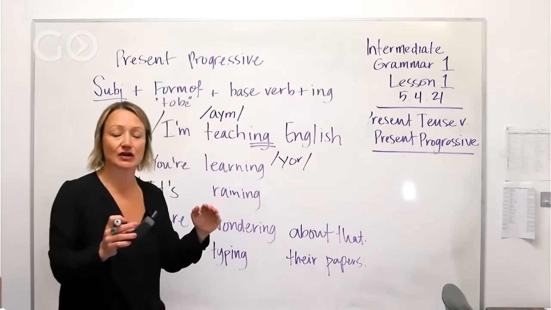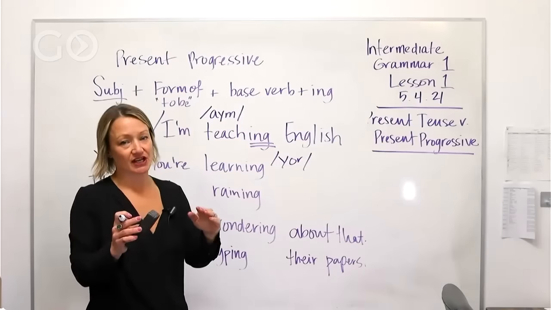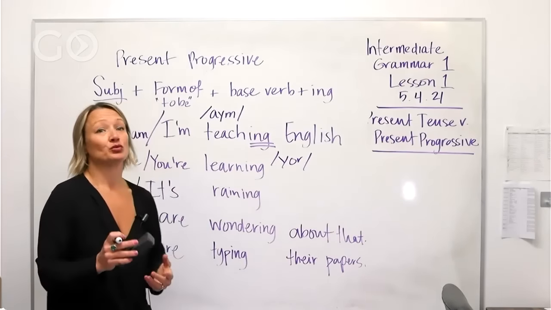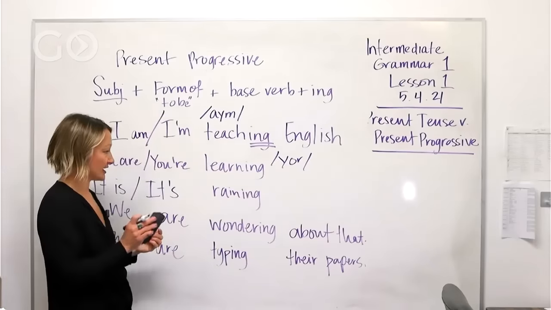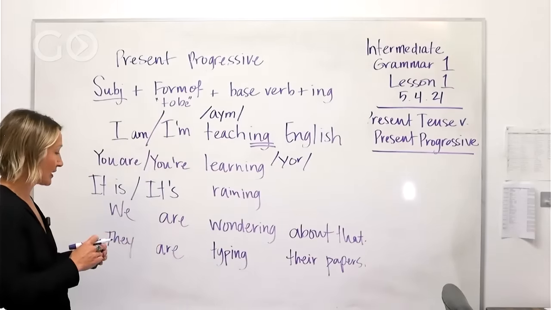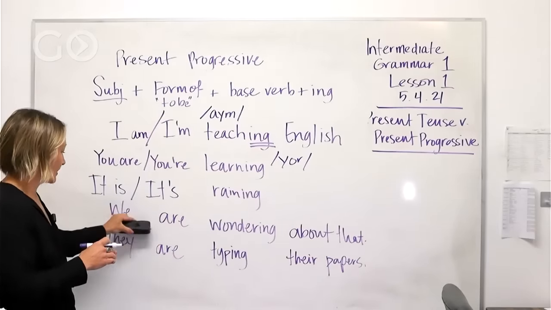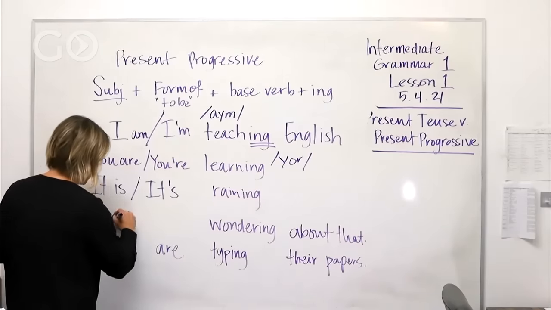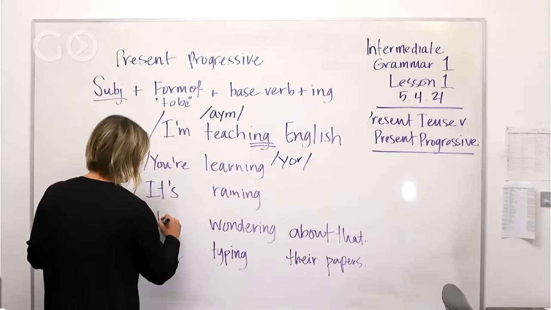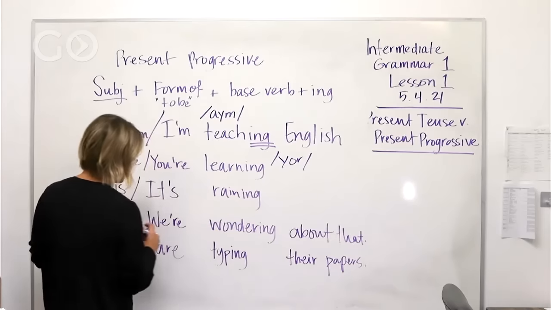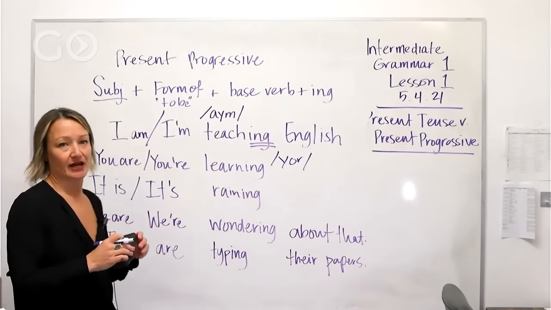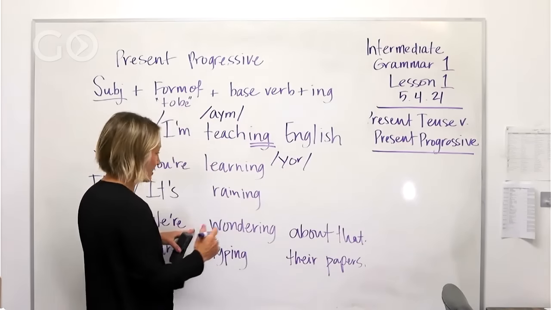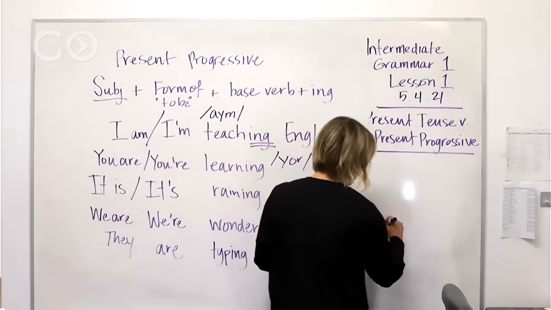It's raining. So really starting to pay attention to intonation and how it's said will really help your fluency and your confidence too. Okay. We're wondering. So we've got we are, and we are goes to we're. This one I think is something you really have to practice. We're, okay? It's kind of a strange one. We're. Now, let me give you the pronunciation for that one.